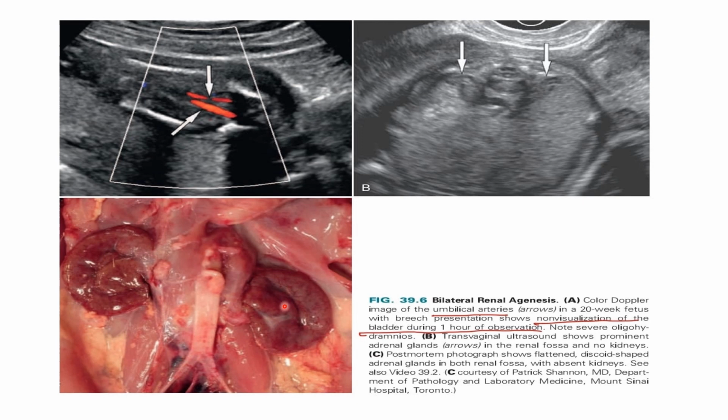This is the picture showing non-visualization of the bladder during 1 hour of observation, and the second image showing bilateral empty renal fossae with sleeping adrenal sign. These are the gross images showing the adrenal glands, which are flattened.